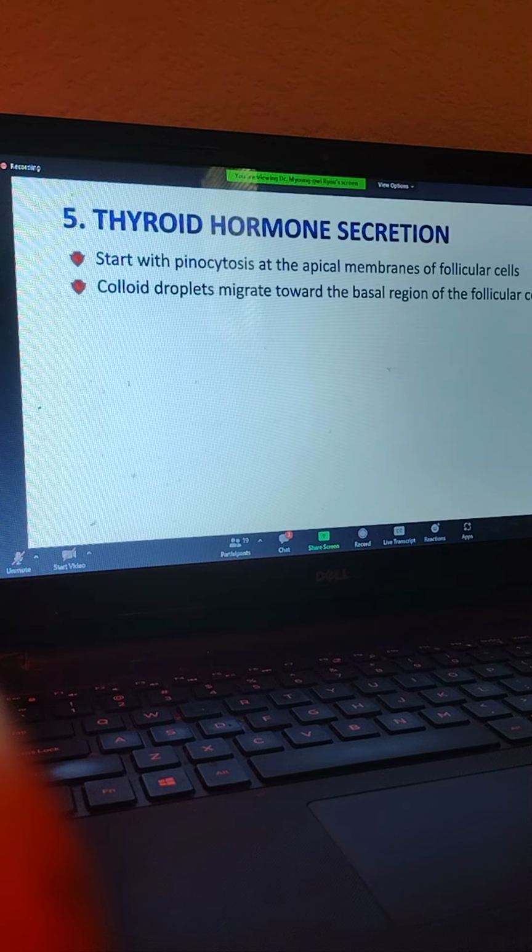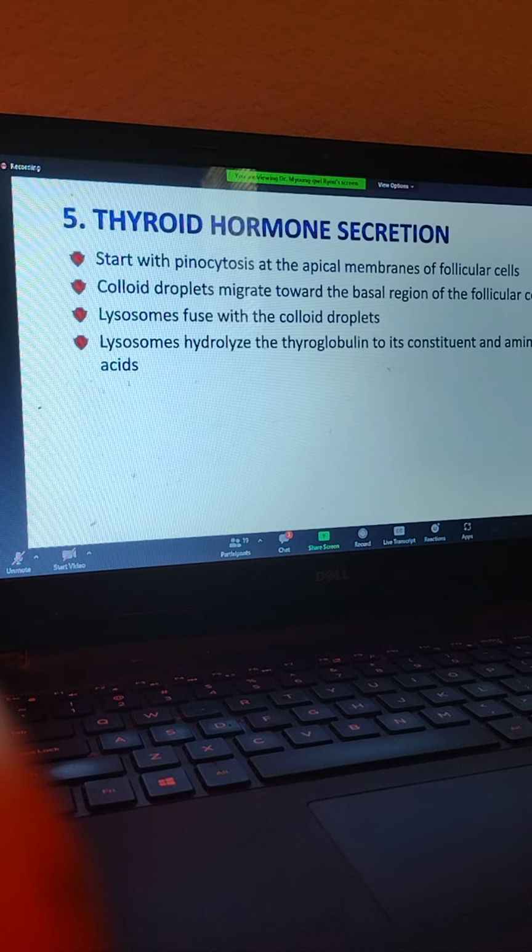And then this colloid droplet is migrating toward the basal membrane of the follicular cells, where it's going to be close to the capillary network. And on the way to the basal membrane, the colloid droplet is going to fuse with the lysosomes, which have a lot of proteolytic enzymes. These lysosomes are going to hydrolyze the thyroglobulin to its constituent amino acids. So in the thyroglobulin, we have T3, T4, MIT, and DIT. All of these can be detached by the lysosomes.